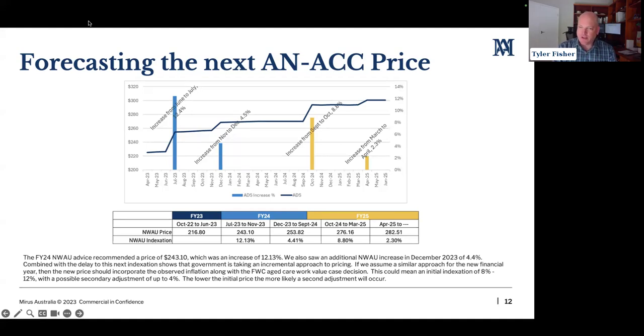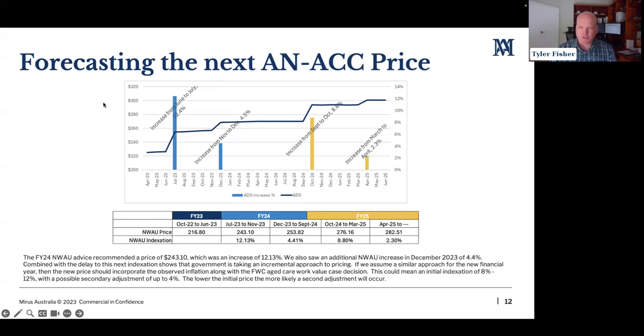But we then saw an additional increase in December. So they tacked on another 4.5%. And so that secondary adjustment combined with the delay that we're seeing to this next indexation. So obviously we're not going to get a price increase on 1st of July. It'll come in October, but even in the lead up to the budget, it wasn't clear if the price was going to change in October or potentially at the end of the calendar year. So all of this sort of leads to the idea that the government is taking an incremental approach to pricing.